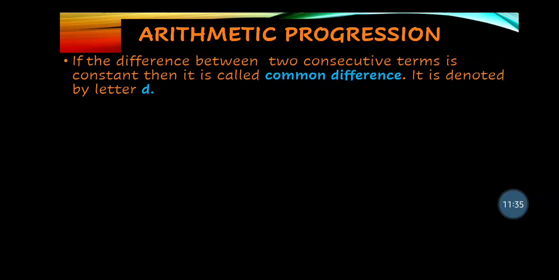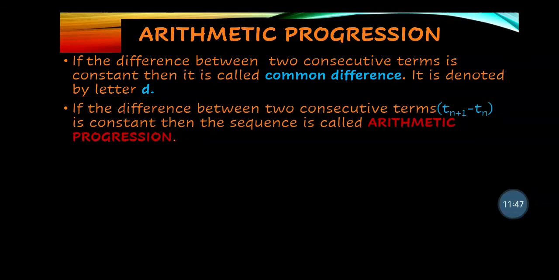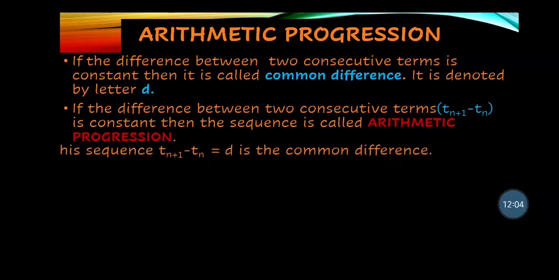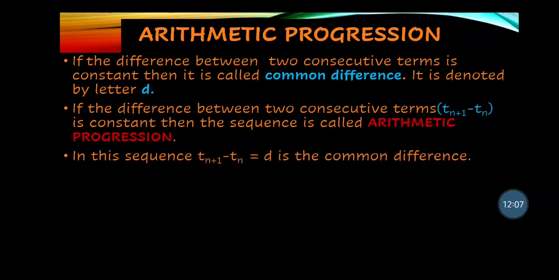Arithmetic progression. If the difference between two consecutive terms is constant, then it is called common difference. It is denoted by the letter d. If the difference between two consecutive terms, Tn+1 minus Tn, is constant, that is, second term minus first term is equal to third term minus second term, then it is called arithmetic progression.